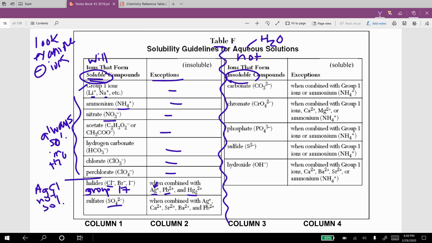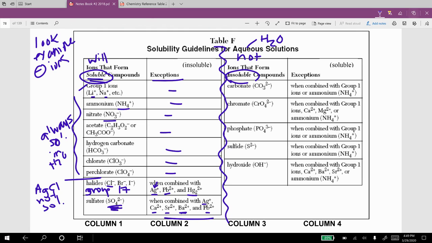All right, so sulfates are soluble, except if I have one of these elements with the sulfate. If I happen to have barium sulfate, it's not soluble. But if I have sodium sulfate, well, sodium is not one of the exceptions, so yep, soluble. All right, let's go on to the insoluble. These two sides of the table really work together, because the exceptions for the insoluble go together with the always soluble ones on the other side.